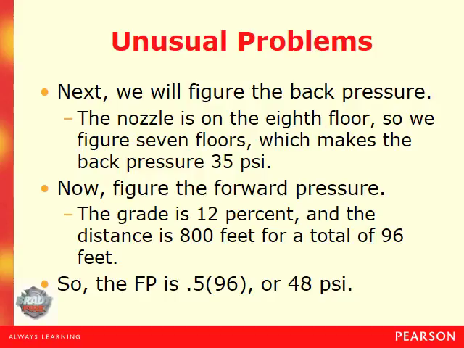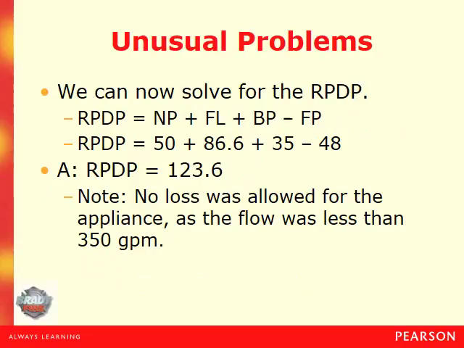So the forward pressure is 0.5 times 96, or again 48. So we have a back pressure of 35, a forward pressure of 48, so we have a difference to the good of about 8 pounds. So you can now solve the required discharge pressure.